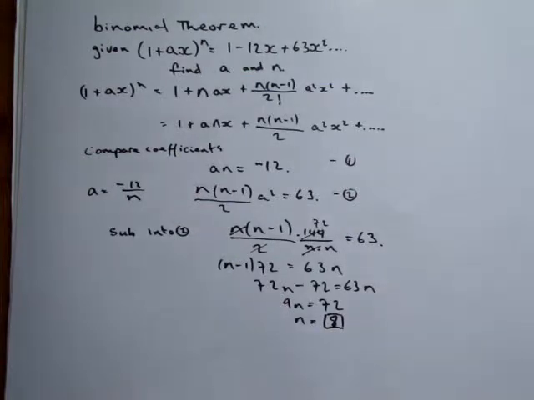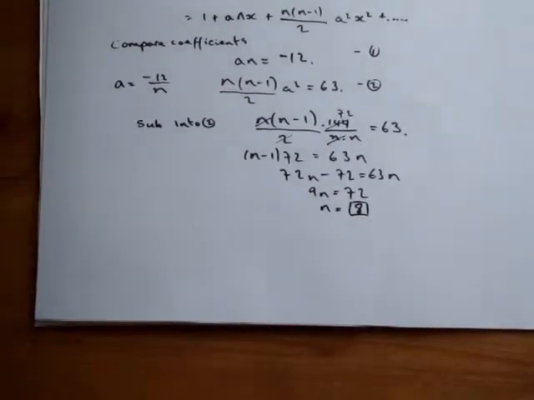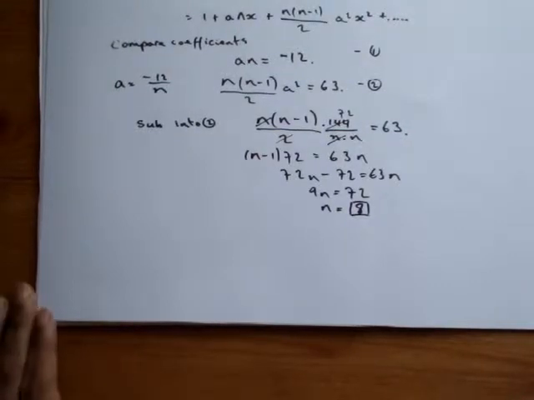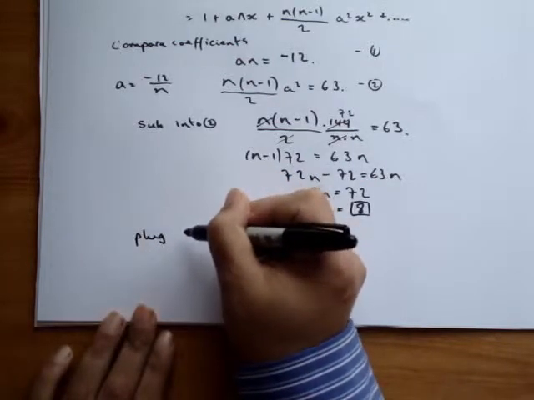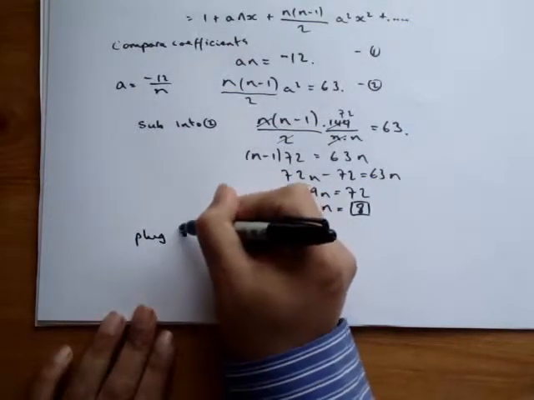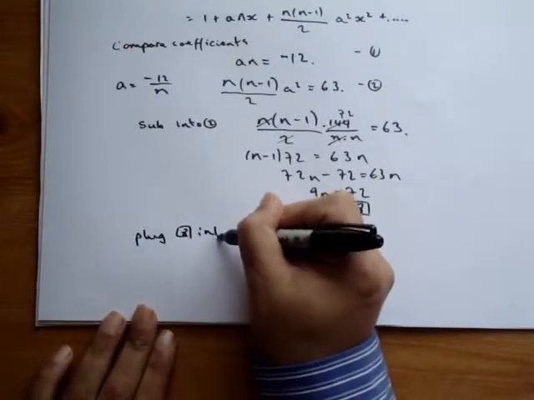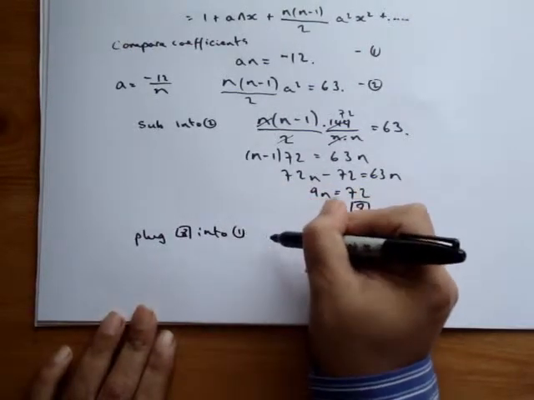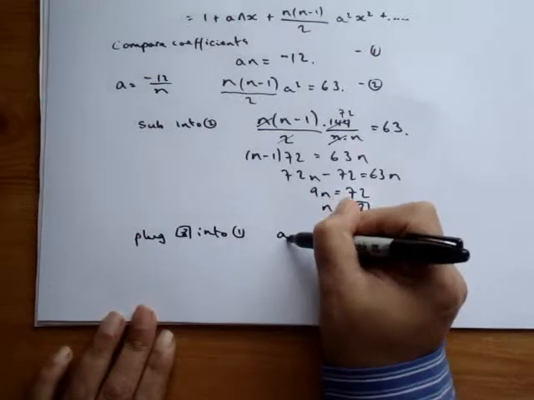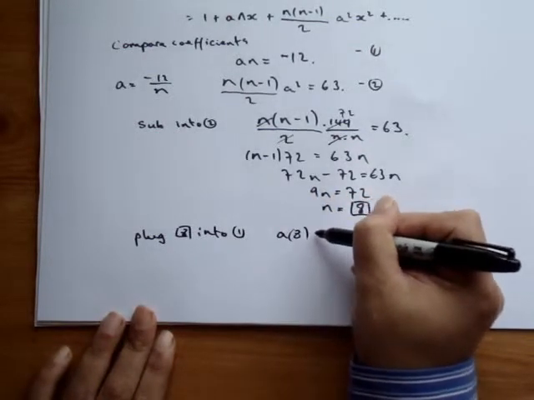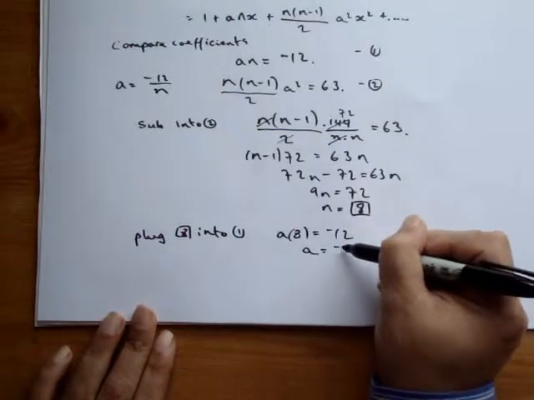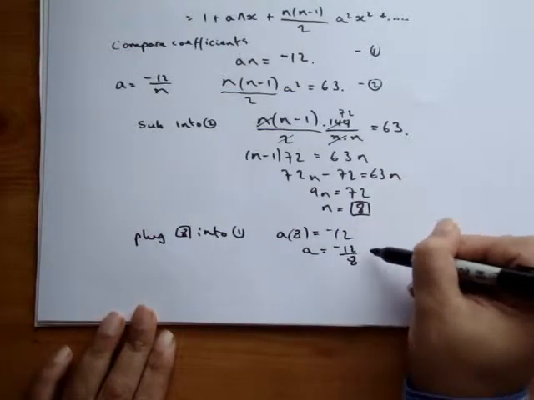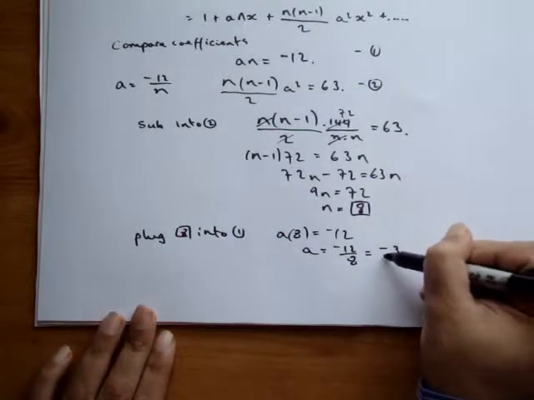So we worked out our n, and now to get our a value, we plug this 8 into our equation 1, and we get a times 8 equals minus 12, so therefore a equals minus 12 over 8, which equals minus 3 over 2.